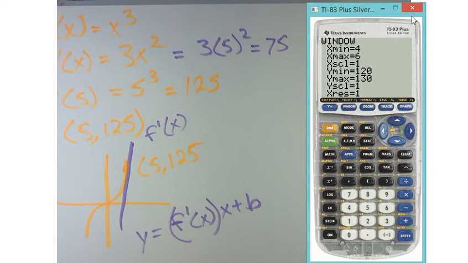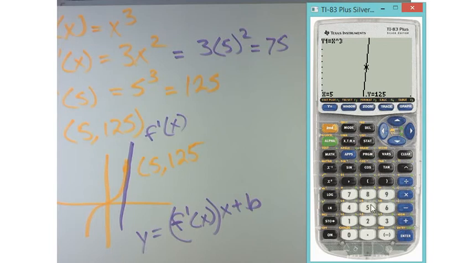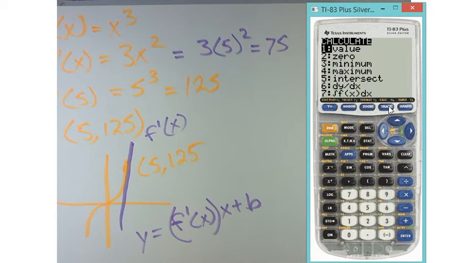Now let's graph it first and check out and verify some things. So if I hit trace and if I plug in 5, sure enough my y value is 125. Now you might say to yourself, well, Mr. Adams, how do I know that the slope is that? Put on your thinking caps, everybody look up here because I'm going to show you something amazing. Second trace is calc. Hey, what's this?